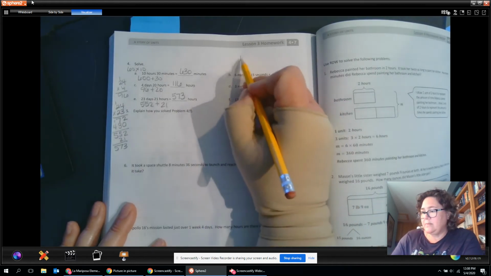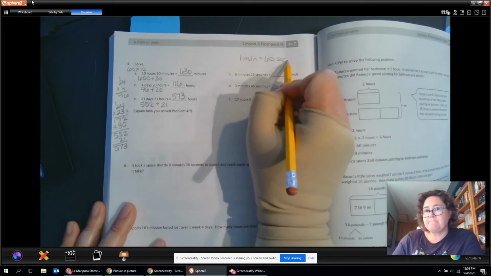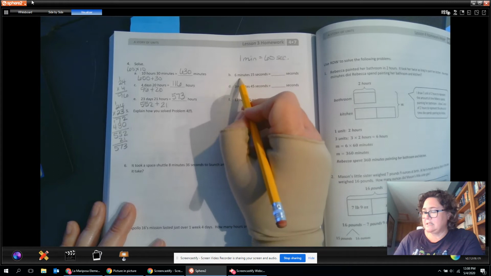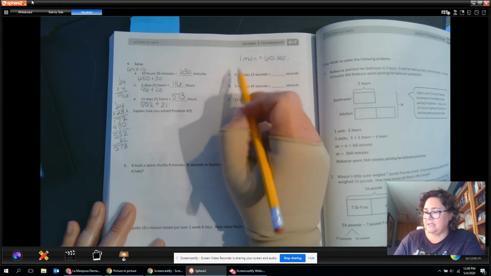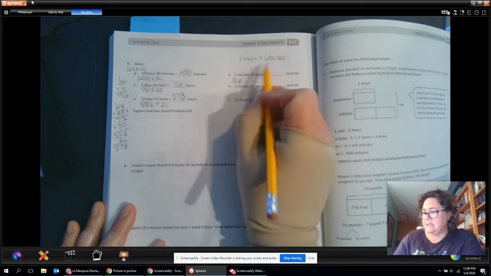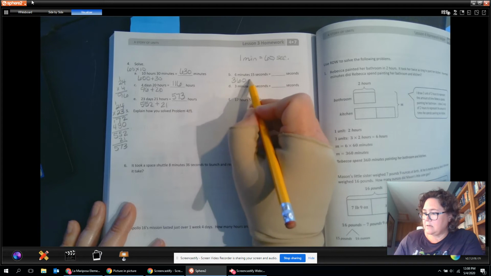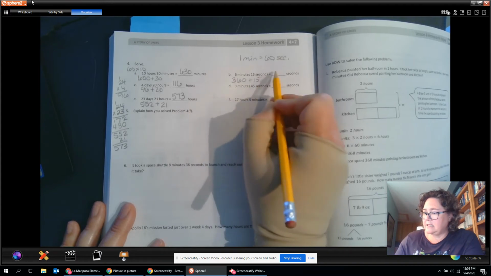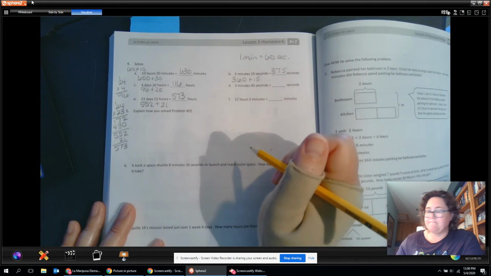Well, 1 minute is 60 seconds, right? So if we have 6 minutes, we have to do 6 times that 60. 6 times 6 is 36, but because we've moved over, we need that 0. So we're going to add that to 15. We're going to be looking at 375 seconds.